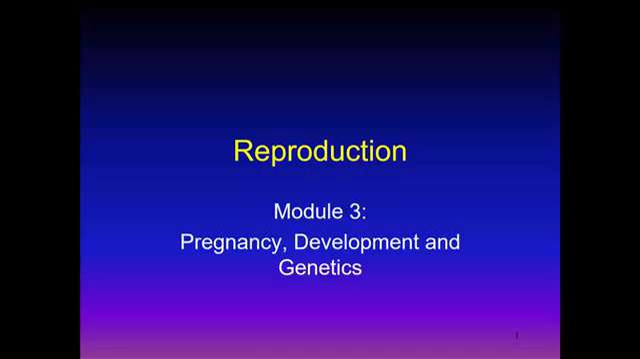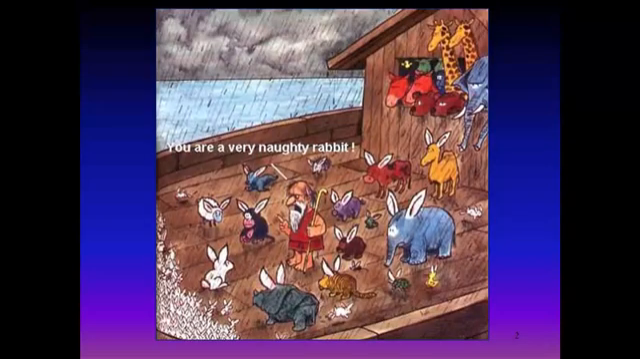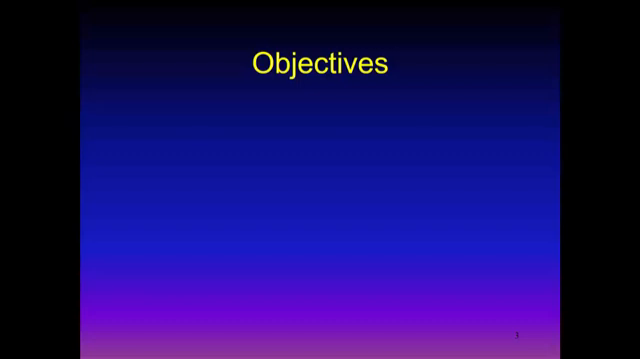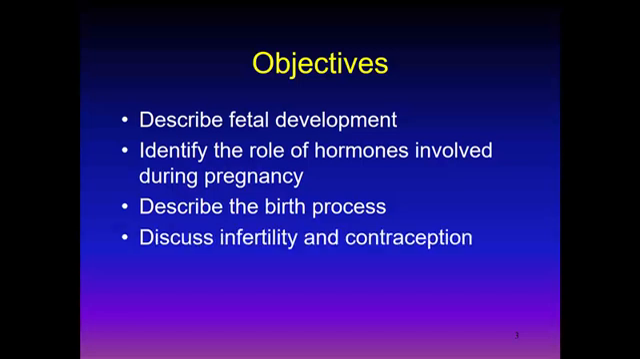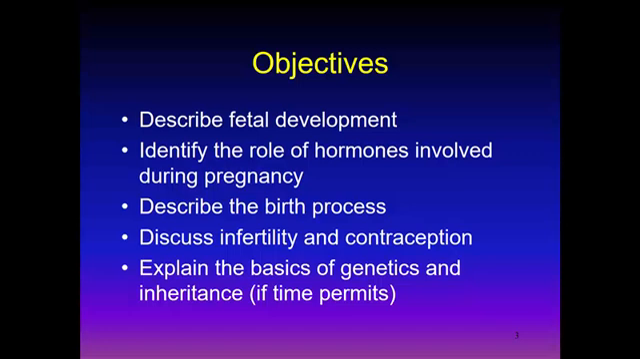The last module for the reproductive system will focus on pregnancy, fetal development, and genetics. Just to get you in the mood, this section is always fun to do. The objectives of this module are to describe fetal development, identify the role of hormones involved during pregnancy, describe the birth process, discuss infertility and contraception, and explain the basics of genetics and inheritance.